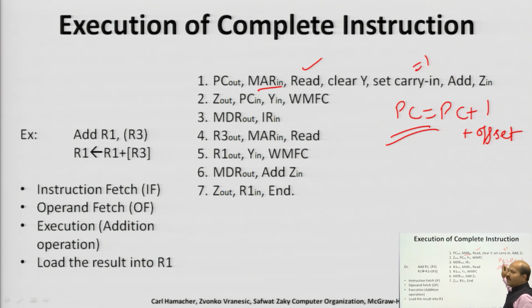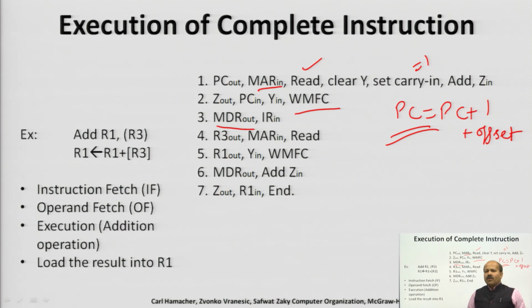In the first step this value is updated, and then Y in, PC in, Y in and WMFC. I do not think Y in is required in this case, but you can write it here. WMFC is wait for memory function complete, because the reading operation is going on, and once WMFC is enabled, the fetch operation is completed and the data is available with MDR. So, MDR holds the instruction data, which will be transferred to the IR register.